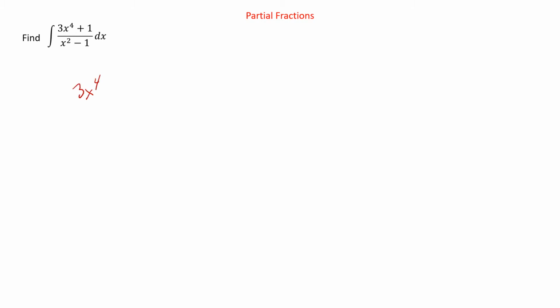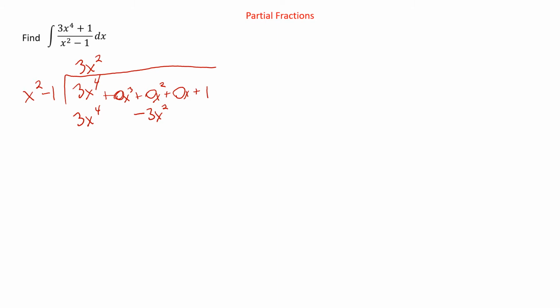3x to the fourth, then we have 0x cubed, 0x squared, 0x, plus 1. Now we're going to divide by x squared minus 1. So when we're dividing, we take that first number, that x squared. X squared times what equals 3x to the fourth? That'd be 3x squared. We multiply that. So we get 3x to the fourth minus 3x squared. This is x cubed, x squared, x. So we're going to put that minus 3x squared.